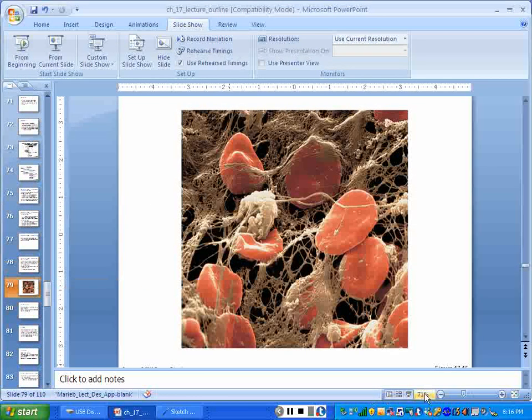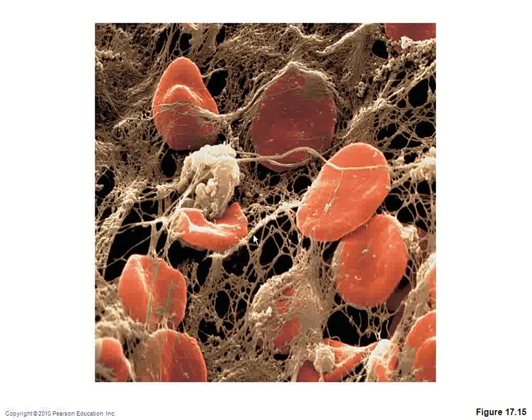That's a clot. That's fibrin trapping red blood cells. Wow. And some platelets. You see them all over the place. This is a little big one and some littler ones. It looks like a spider web, doesn't it? Kind of a real thick spider web.